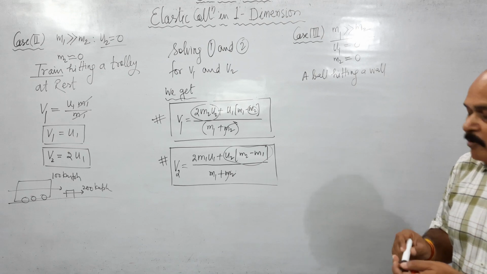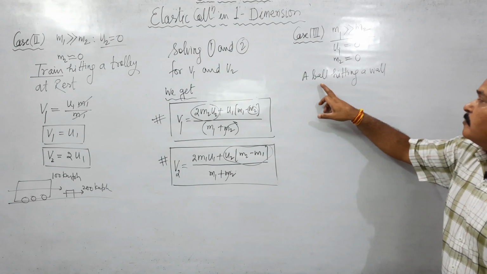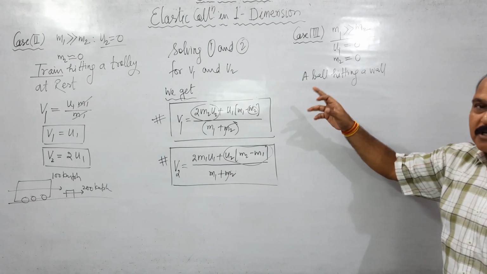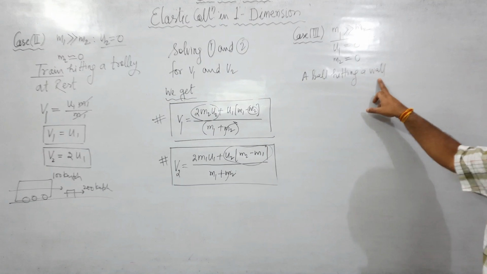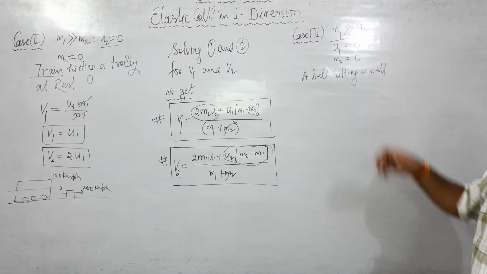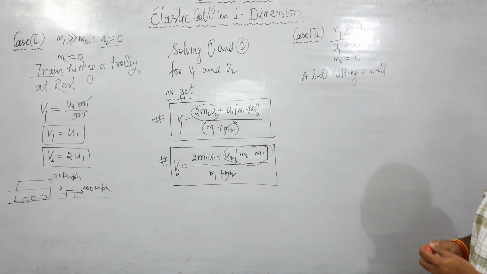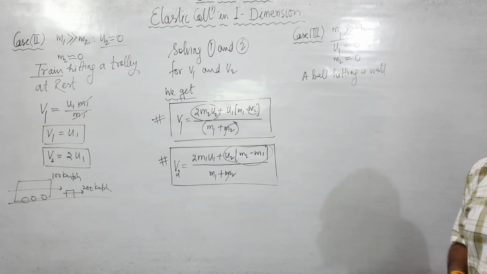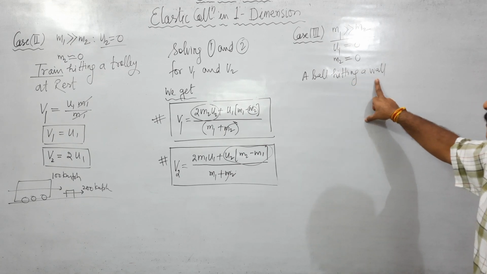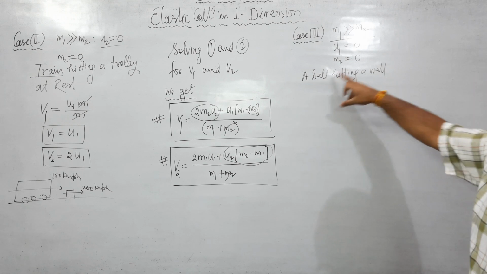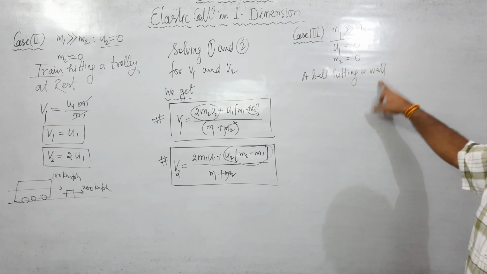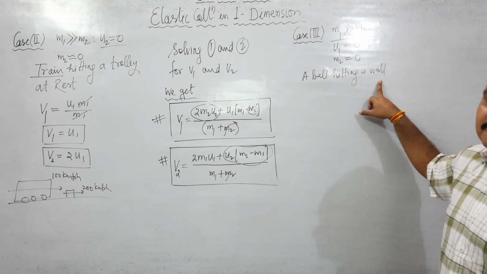What is the mass of the ball? m2, which is much smaller than the mass of the wall, which is m1. And this wall is at rest. The wall is of course at rest, everybody knows. So a ball is hitting a wall. This is the lighter mass, this is the heavier mass, and this heavier mass is at rest. So what is going to happen?